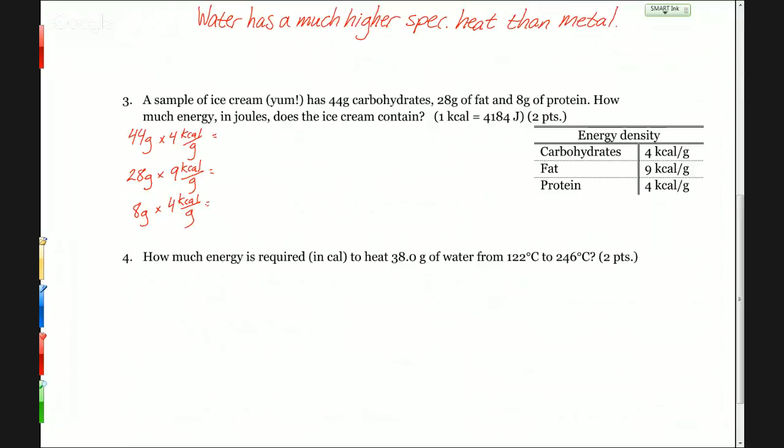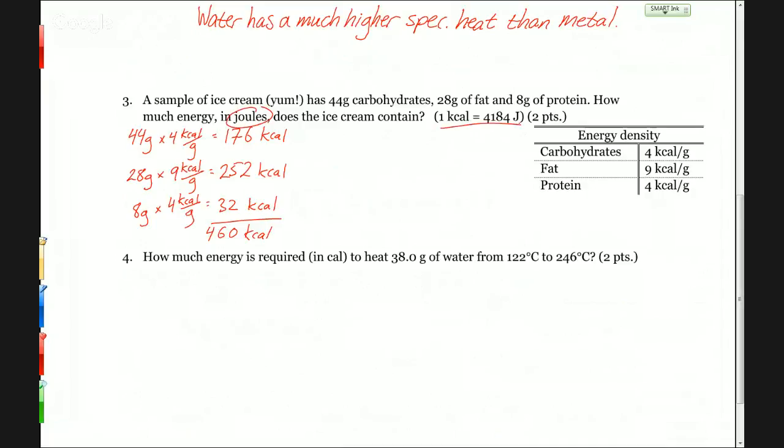Let's see, so 160 plus 16 is 176, right? Yeah. Okay. 28 times 9 is 252, is that right? Yes. And then this one is 32. So we add all those up and get 460, right? All right, and that's kcals, but the question asks for joules, so we need to do the conversion.